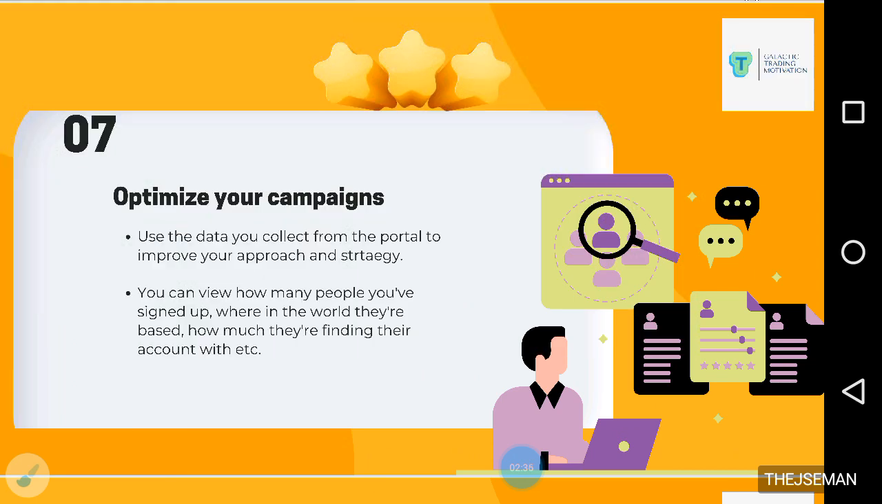Number 7. Optimize your campaigns. Use the data you've gathered to optimize your campaigns. This could involve tweaking your messaging, changing your target audience, or trying different marketing channels.